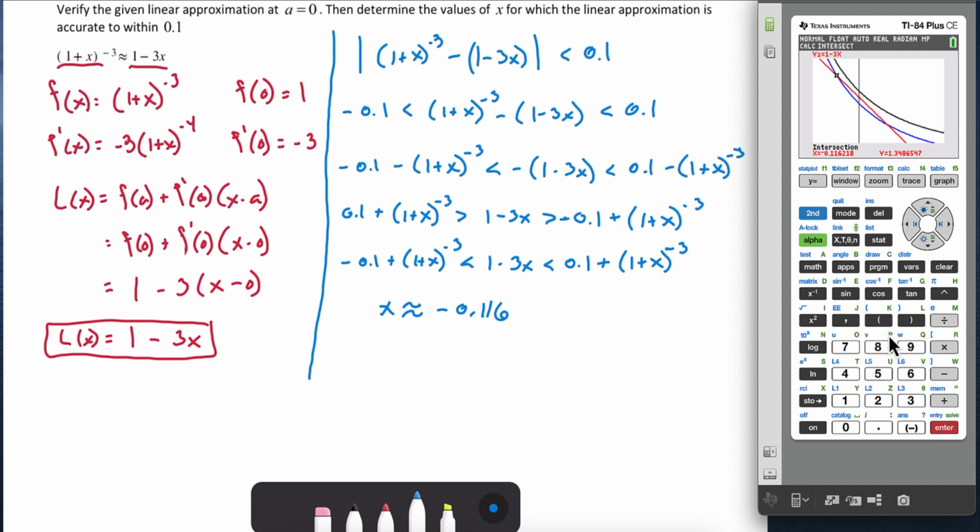We'll do that again. Second trace, number 5. This time we want to scroll close to the other intersection. So just get close and hit enter. It should automatically jump to the next curve. Make sure it does jump to the red linear graph. We do not want it to hit the black. Enter one more time. Enter to guess. And in this case, we get that X is approximately 0.144.